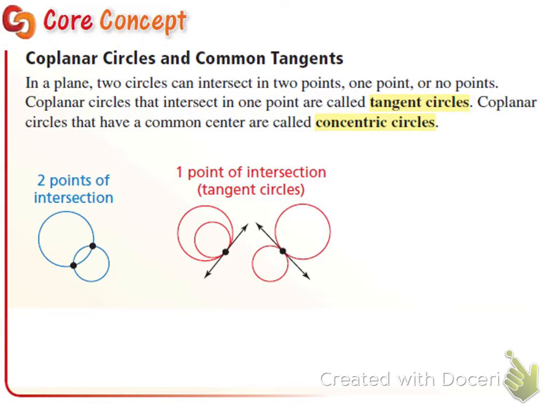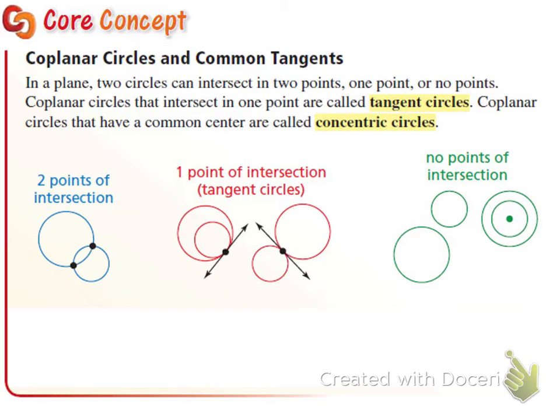And then they could intersect at no points, where they just are next to each other, or one is inside the other. Okay? If 2 circles intersect at 1 point, they're called tangent. That's not the important part. The important part is coplanar circles that have the common center are called concentric. I want you to write it somewhere. I don't care where. But concentric circles are circles with the same center.